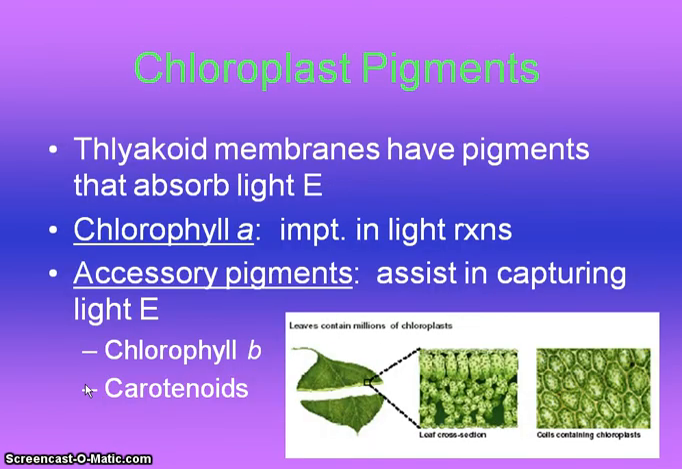Within the thylakoid membrane, those little disc structures inside the chloroplasts, are these pigments. One of the main pigments is called chlorophyll A. That's going to be really important in these light reactions. It absorbs the majority of the light from the sun. There are also accessory pigments that can help. A couple of those are chlorophyll B, carotenoids, xanthophylls.